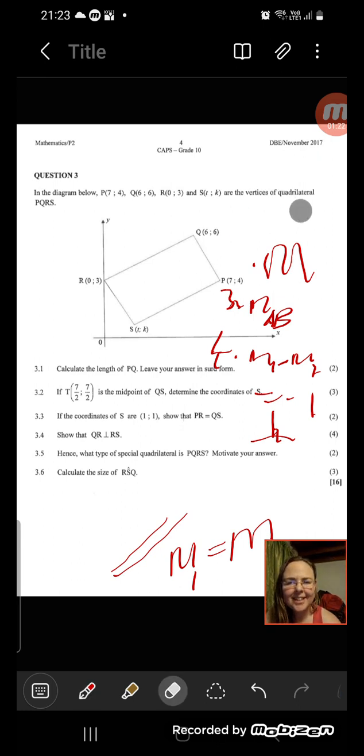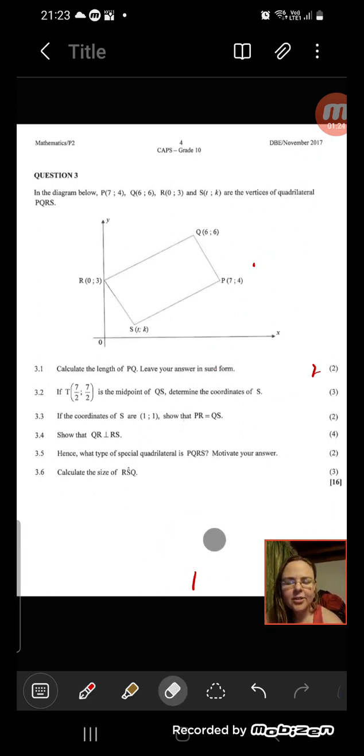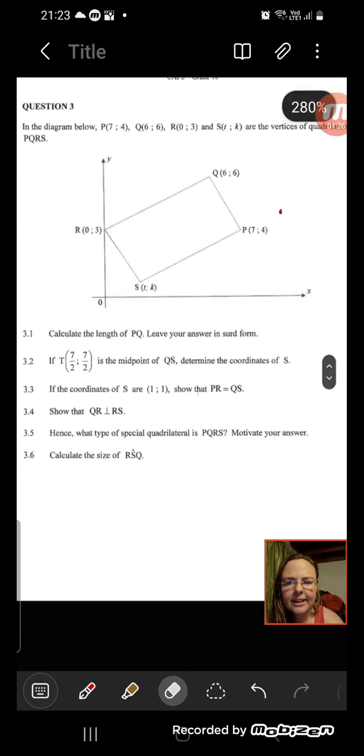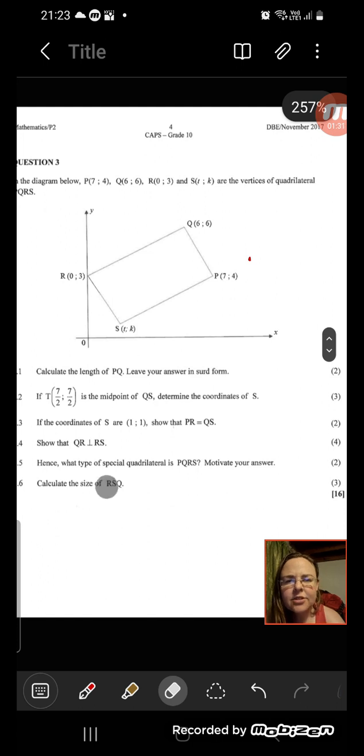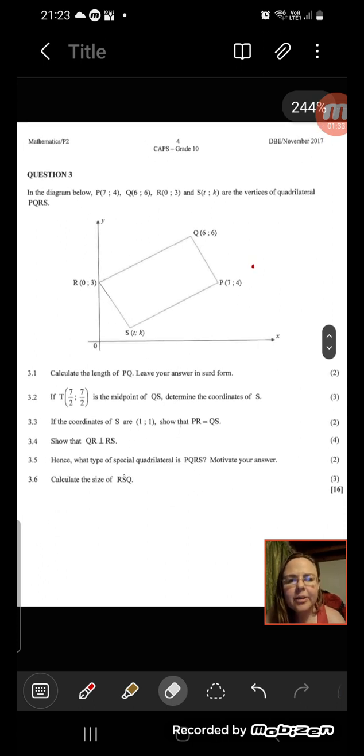Okay, let's dive in and have a look at this. This is November 2017, so you're going to get something like this. The diagram below, I've got P, Q, R, S. I've got some variables in S, T, and K. They are the vertices of quadrilateral P, Q, R, S. Quad meaning 4. Calculate the length of P, Q.